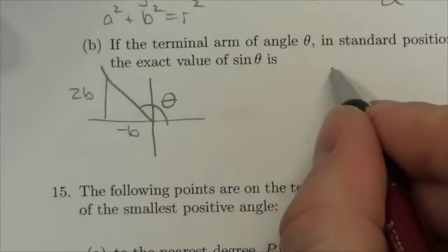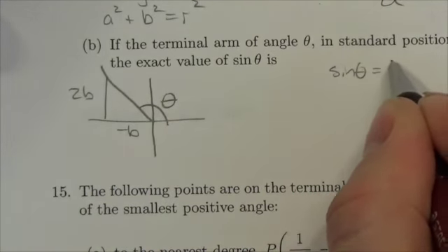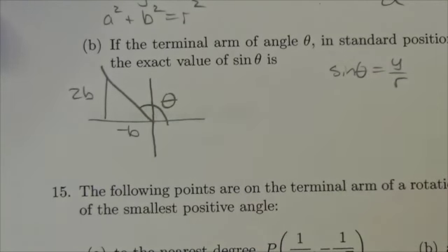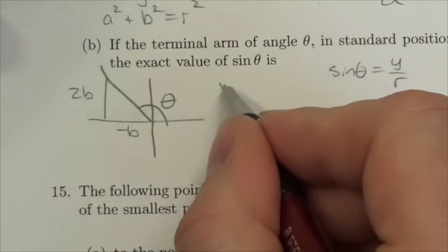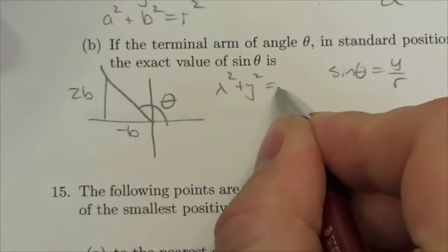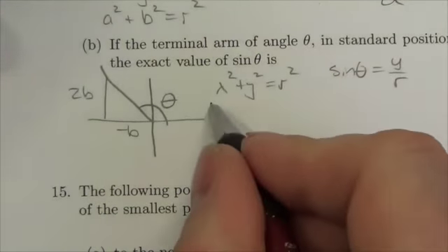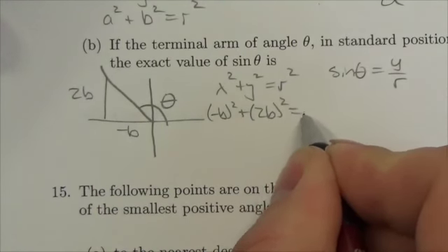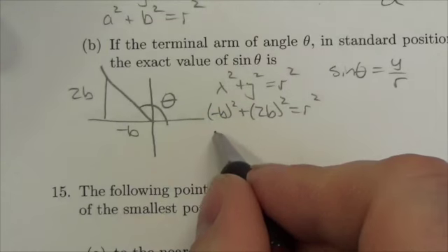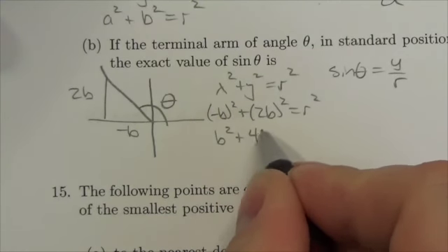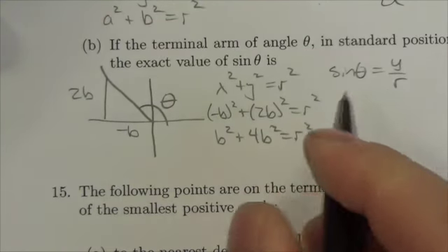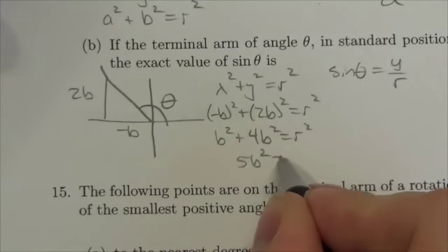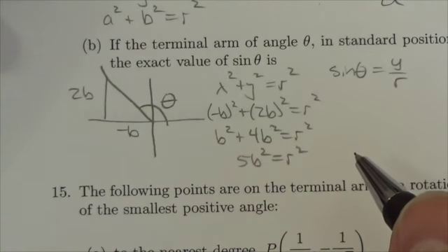I know that sine is going to be y over r. Well, what I need is r. So x squared plus y squared is equal to r squared. There's the Pythagorean theorem, which in this case will be (-b) squared plus (2b) squared equals r squared. So this is going to be b squared plus 4b squared equals r squared. In other words, 5b squared is r squared.